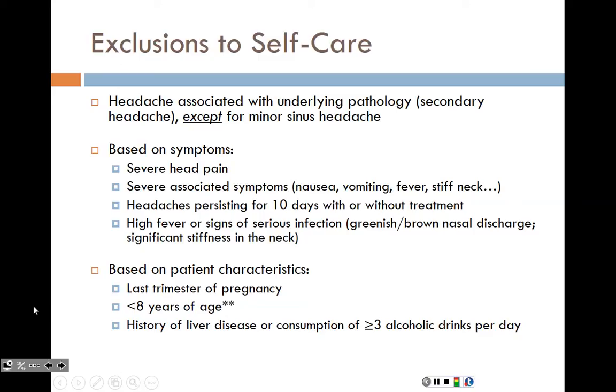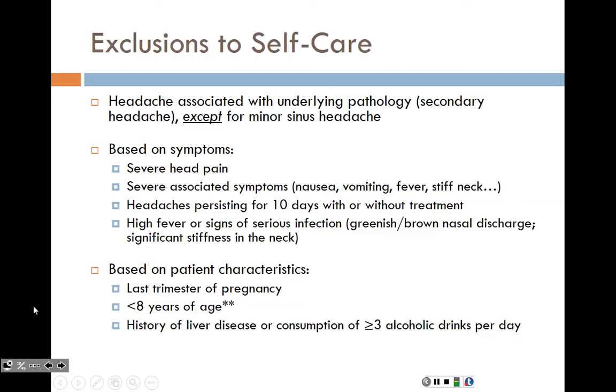If the headache is lasting more than 10 days, whether you've treated it or not, obviously whatever you're using is not resolving, and usually headaches should not last that long anyway, so that would need to be referred on. And then a high fever, or if they have any signs of infection, so things like discolored discharge, mucus, if they're coughing up things, those would be more severe symptoms, probably indicative of an infection.